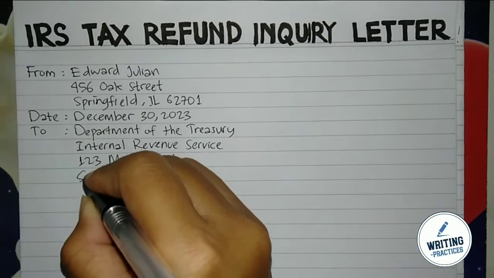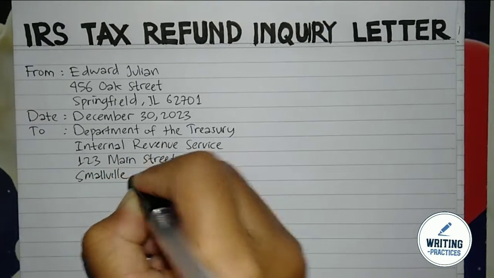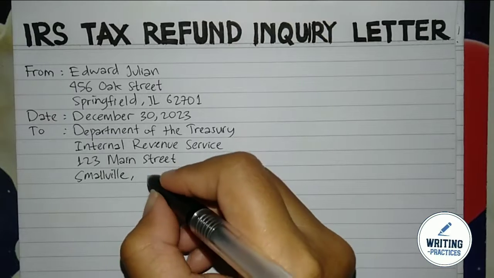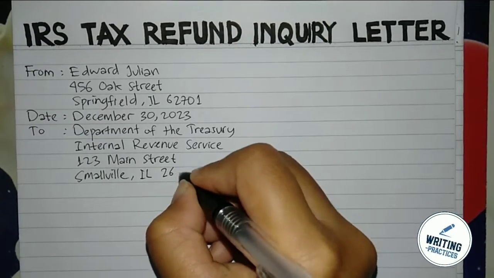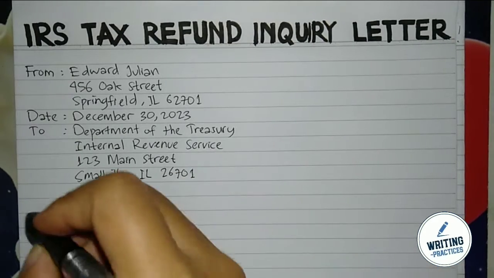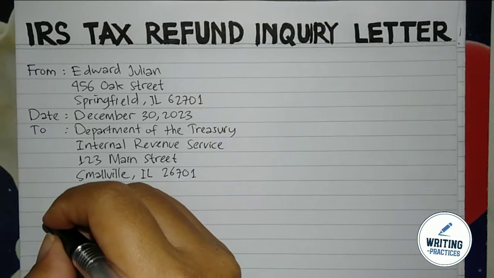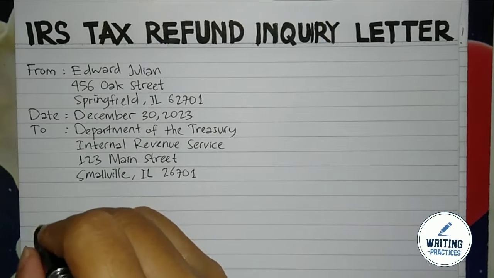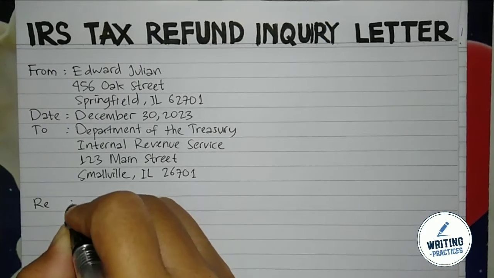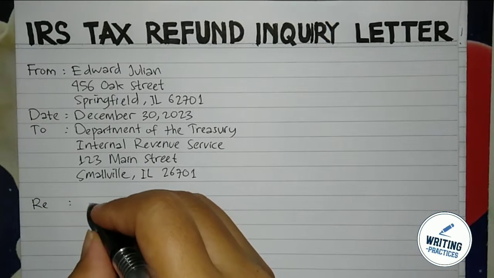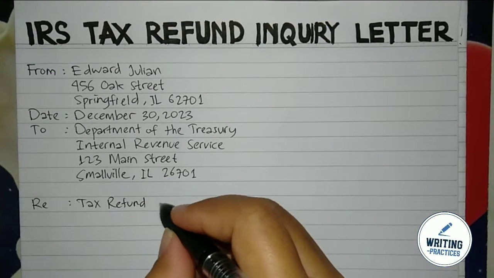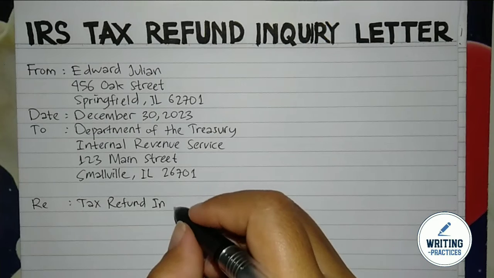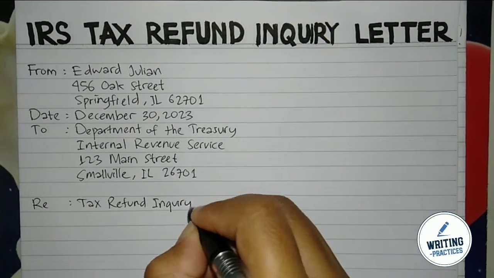For the next, you can write the recipient's information. Write their full name. If you have no idea, it is okay to directly write the department or the office name. In this case, it is Department of the Treasury. And write the name of the organization. In this case, it is Internal Revenue Service. Under it, write the address of the office or department or organization. Don't forget to include the number, street name, city, state, and zip code.